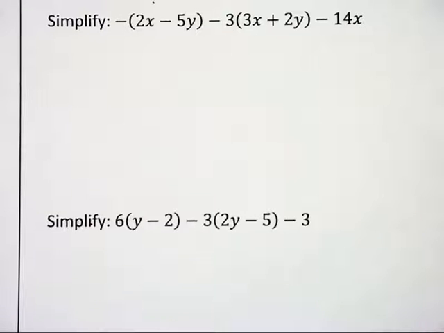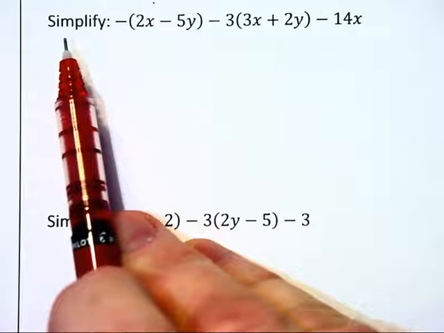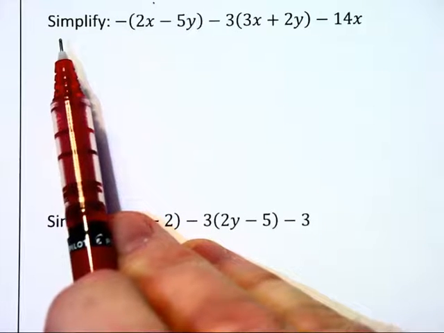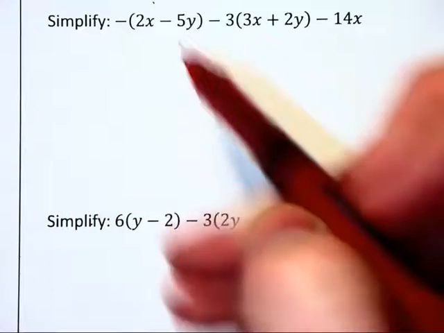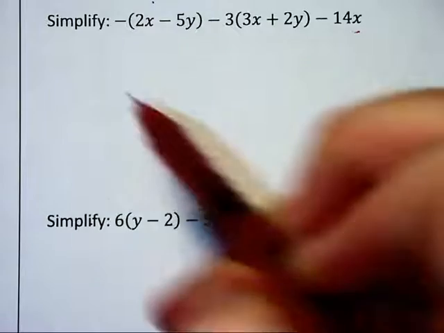Now let's do some simplification. When we see the word simplify, our answer is not necessarily going to be a number like it is when we use the directions evaluate. Here they're asking us to get rid of all these parentheses and combine like terms.